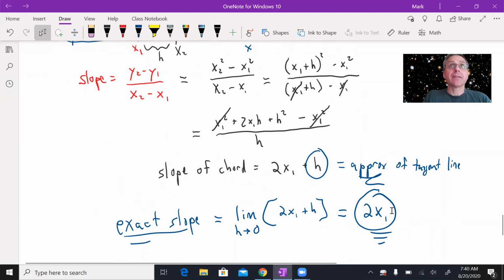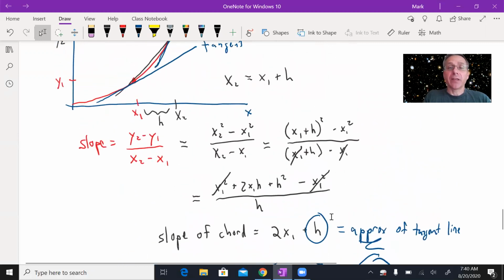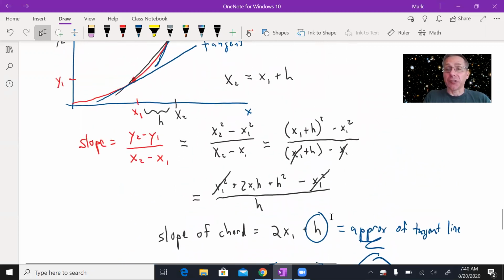The slope at x equals 10 would be 20. At x equals 100, you'd have a slope of 200. This would be exact. Okay? And it's this process that we can use to calculate for any function.